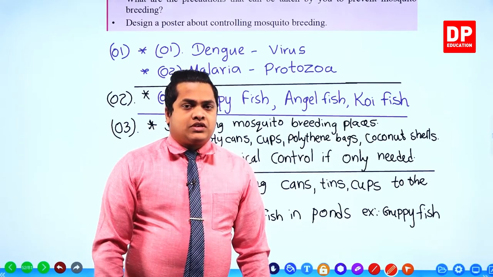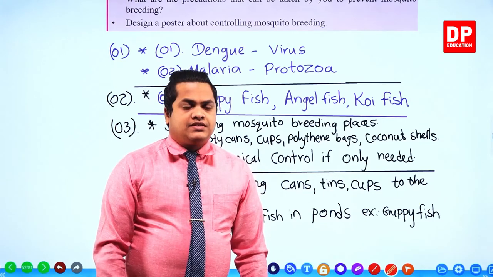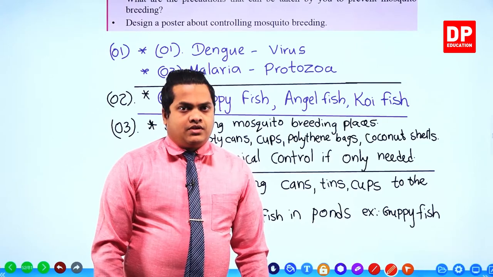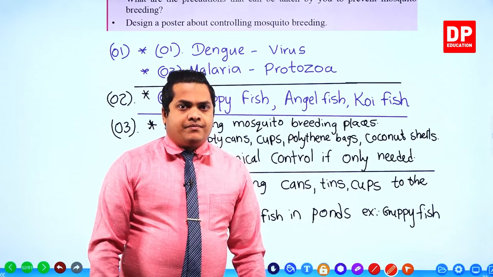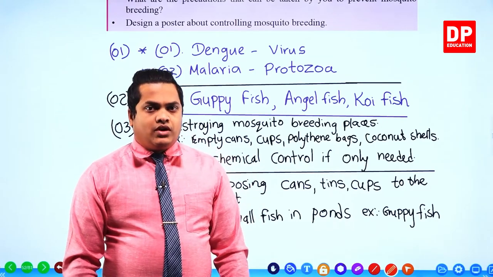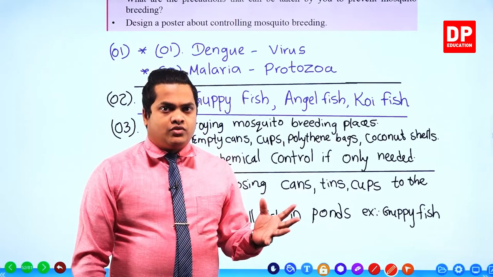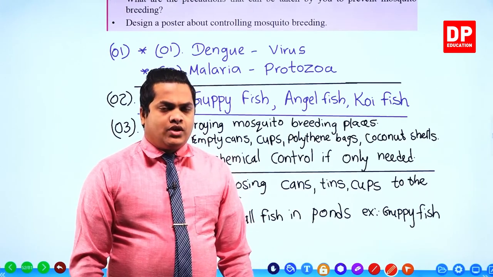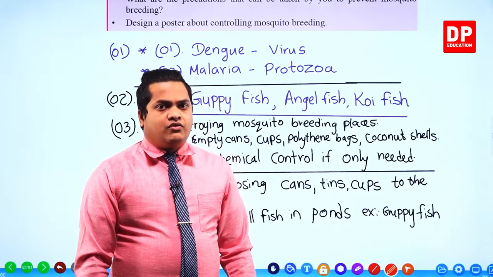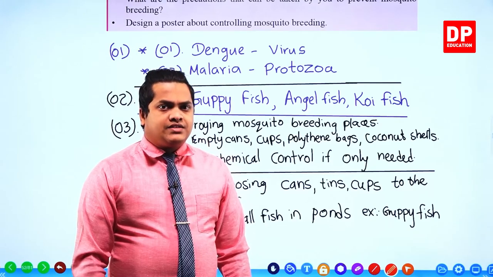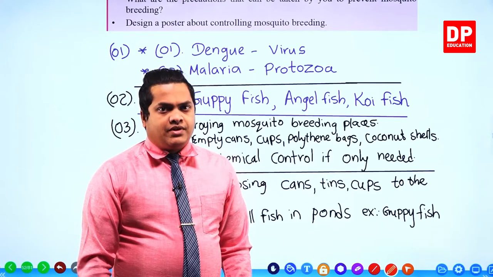If there are larger fish, they won't be able to catch those small larvae, as they will not be able to observe them. And even though they can observe them, they won't be able to catch them, as the larvae are too small. But if you use a guppy fish, with the size of those fish, those larvae would be easier to catch. Especially, these fish feed on those larvae or small insects. So it's important to grow at least two or three small fish in a pond in order to stop mosquito breeding, my dear children.